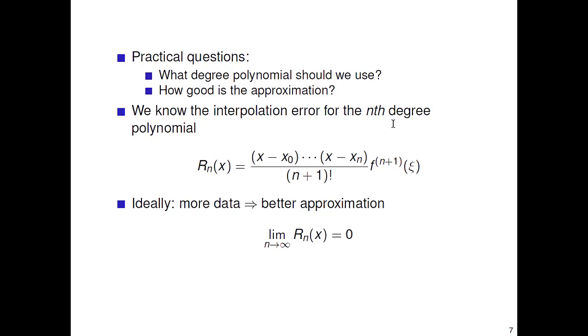Now, in a perfect world, more data means better approximation. That makes sense: the more data we have about our function, the better idea we have about the shape of this function, and the better we should be able to guess at its values in places we don't have data. So what I'd like is, if I have more and more data, n going to infinity, so an infinite amount of data, ideally my approximation error is going to go to 0. That's what we want. So let's think about if or when this really holds.